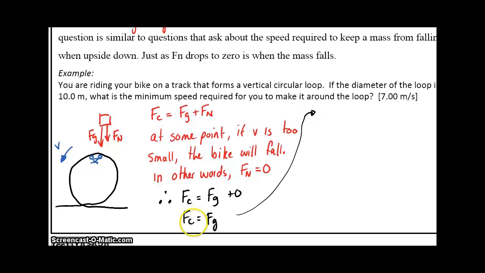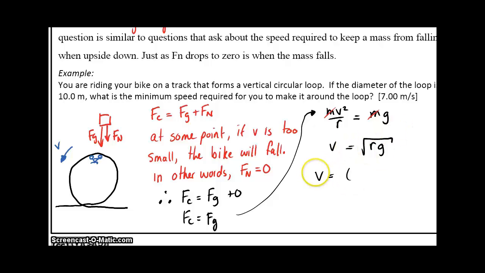So we just use some of our equations to solve this. At this point the physics is sort of done. Now we're doing some math. Fc is mv squared over r equals mg. Masses cancel out. So we have v equals square root of rg.